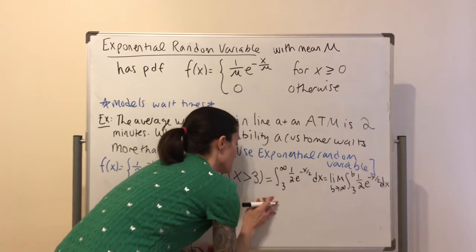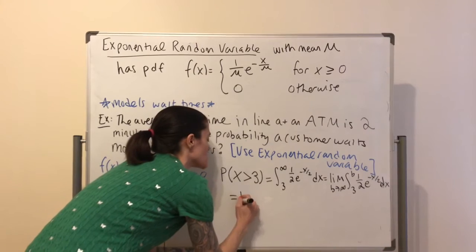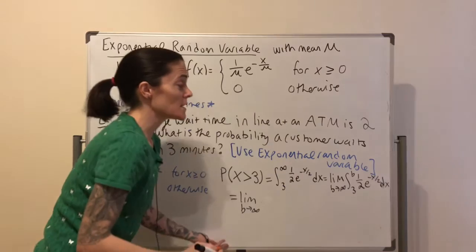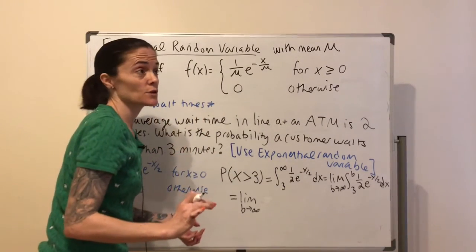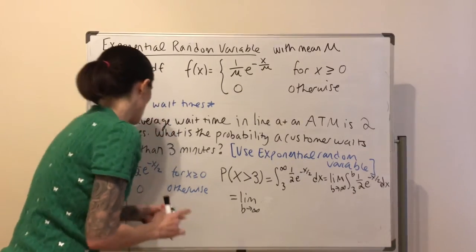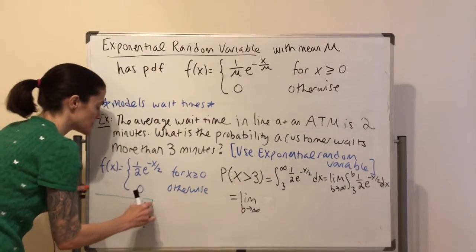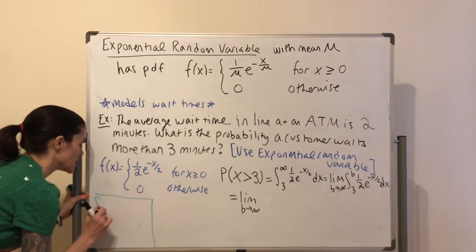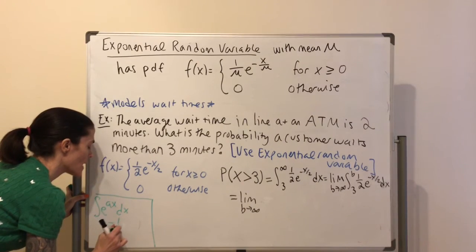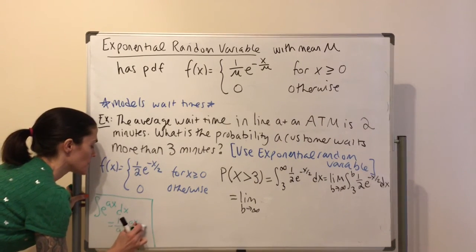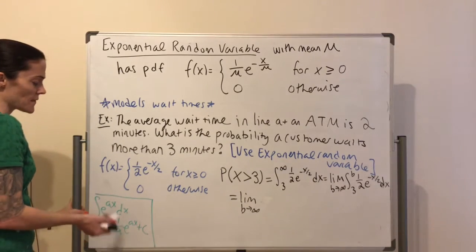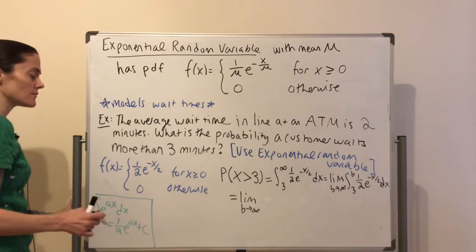Well, we keep, maybe I will leave myself more space here, equals the limit as b goes to infinity. And when you integrate minus x over 2, well, generally, let me put a box over here to remind us. If we integrate e to the ax dx, it's 1 over a e to the ax plus c, right? You can do the substitution if you want, but this is the integral of e to the ax.